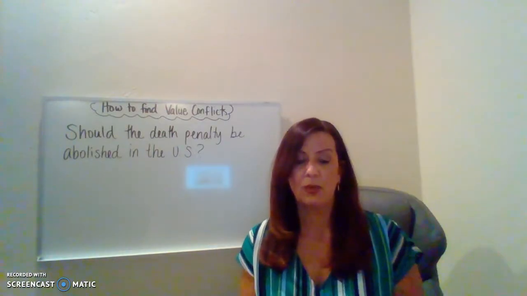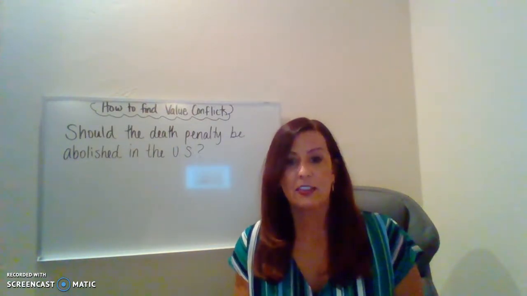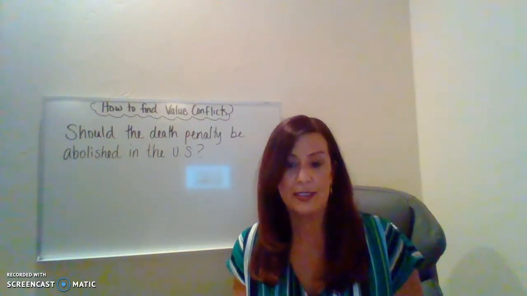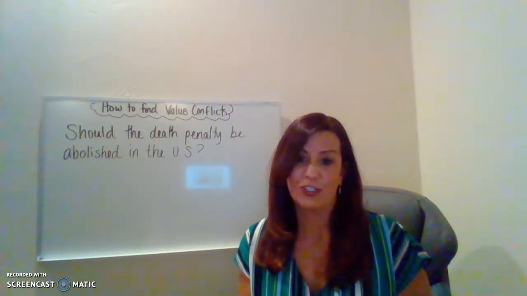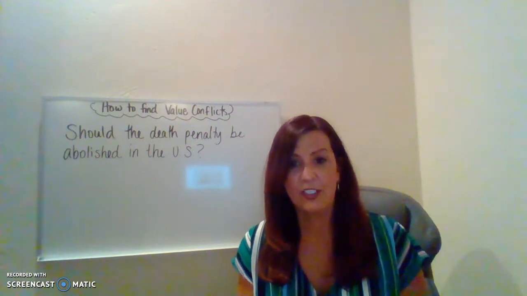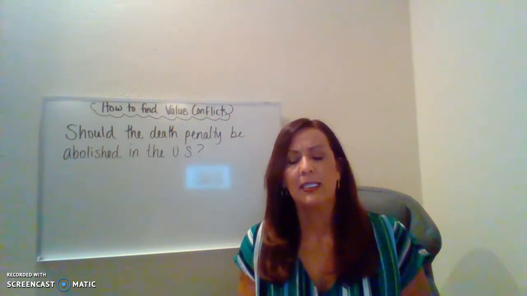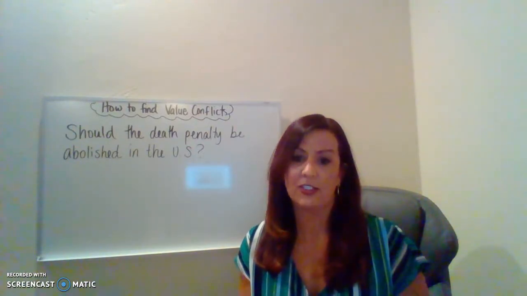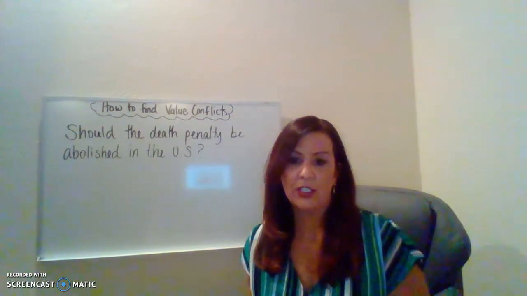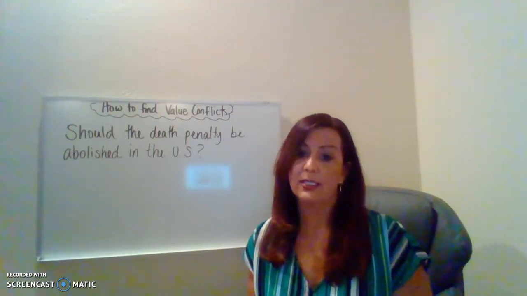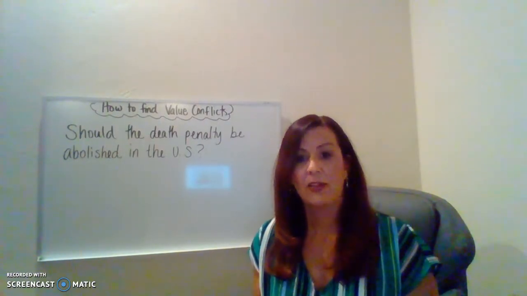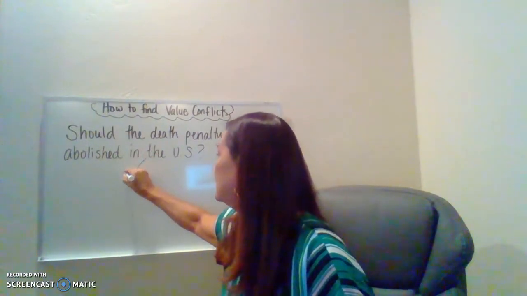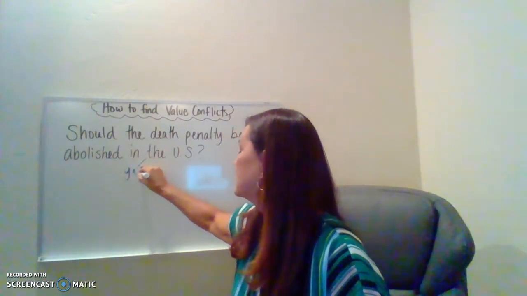To find the value conflicts, it's a little different than listing the conclusion and the reasons. That's a separate issue. First, when you're finding the value conflicts, you're simply thinking about what are the strongest values that are held on each side. So the first thing you want to do is think about both sides. So let's think about the yes side. Those that say, yes, we should abolish the death penalty.